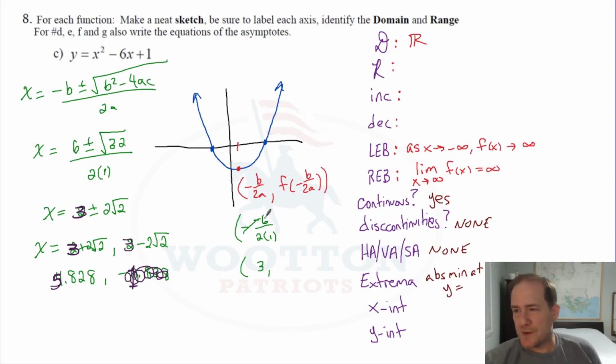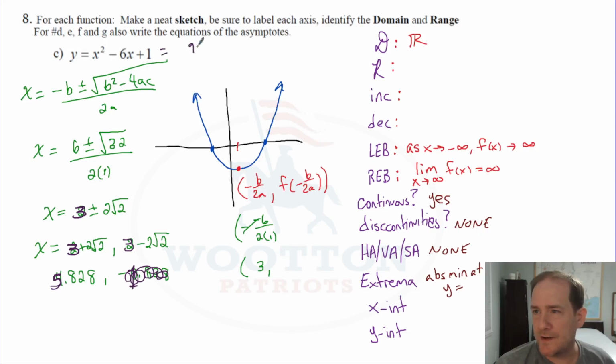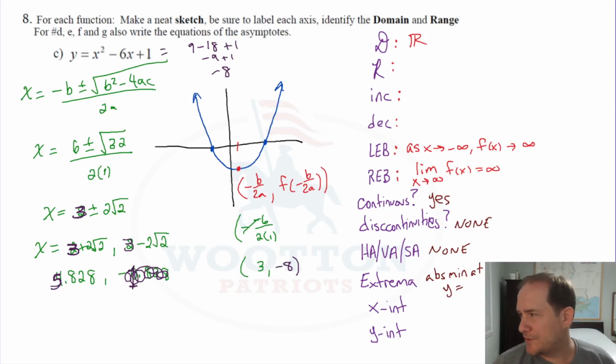But for sure, this vertex is happening at 3. And if you plug in 3, then you get what? 9, take away 18 plus 1, so negative 9 plus 1, so negative 8. So that allows me to go back and answer some questions. That negative 8 is our absolute min at y equals negative 8.